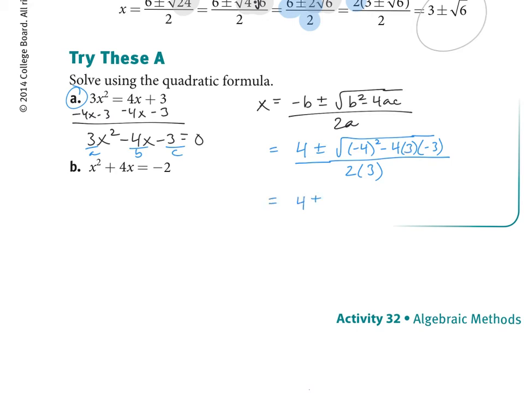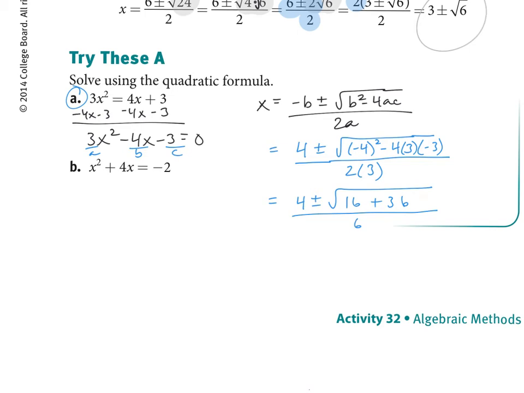So we have 4 plus or minus. Let's simplify that -4 squared. That will be 16. So remember, you have parentheses around that when you square it, even when it's a negative. And then when we multiply these numbers together, we have a -12 times a -3. So in this case, we are going to be adding 36. If you need to break it up into more steps, you can, but I figured we can move a little bit quicker since we're familiar with this.